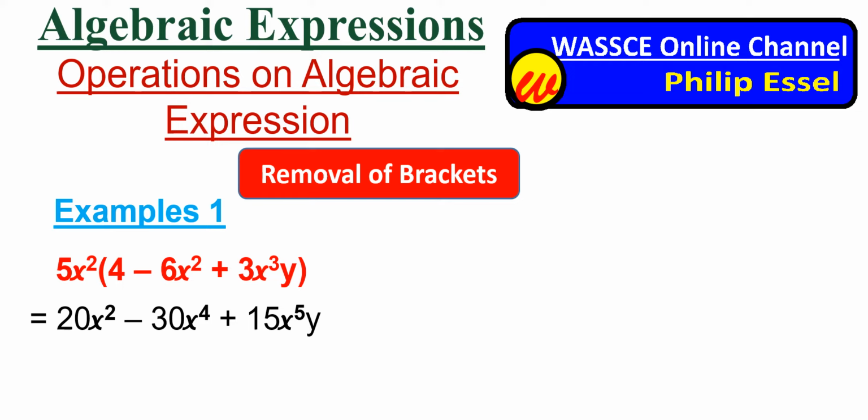Finally, the 5x squared would multiply the positive 3x exponent 3y. First, the 5 times the 3 will give us 15, that's positive 15. Then x exponent 2 would multiply the x exponent 3, so we'll add the 2 and the 3, that will give us x exponent 5. Then we would have to write the y. There is no other variable to multiply that y, so we'll maintain the y there like that. So that's our final answer, and it's as simple as that.